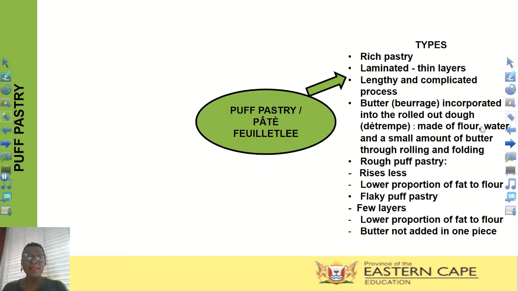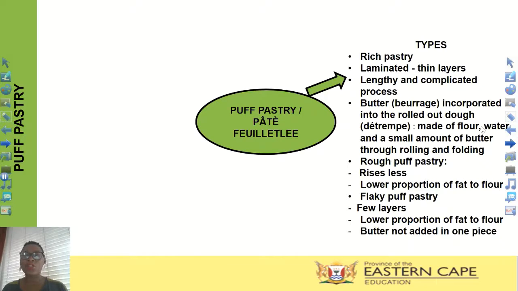It is a laminated pastry, which means that it has thin layers. It takes a very long time to make puff pastry, and it is quite a lengthy process. When you make puff pastry, you have to have what you call first a bourrage, which is your butter block. That butter block is incorporated into rolled out dough.